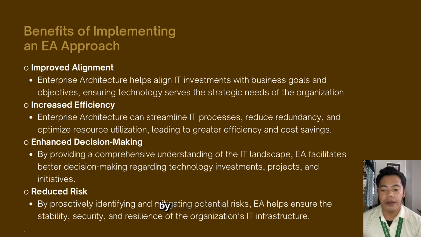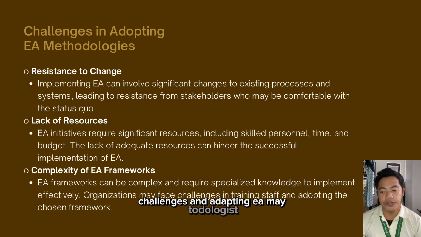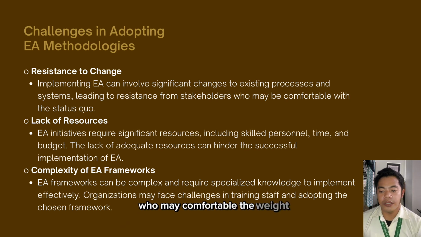Reduce risks. By proactively identifying and mitigating potential risks, EA helps ensure the stability, security, and resilience of the organization's IT infrastructure. Challenges in adopting EA methodologies. Resistance to change. Implementing EA can involve significant changes to existing processes and systems, leading to resistance from stakeholders who may be comfortable with the status quo.